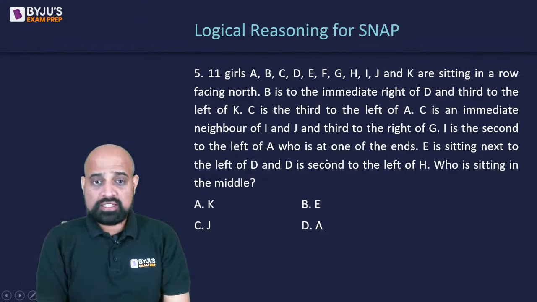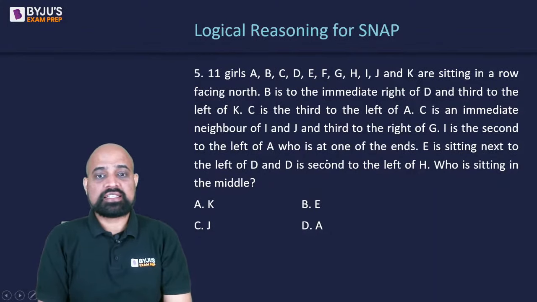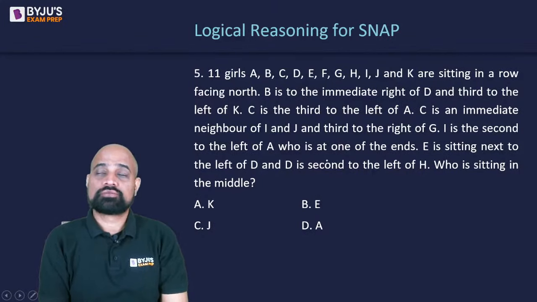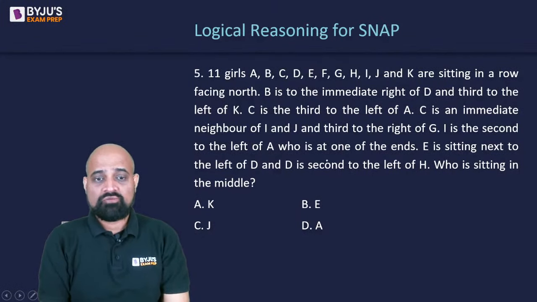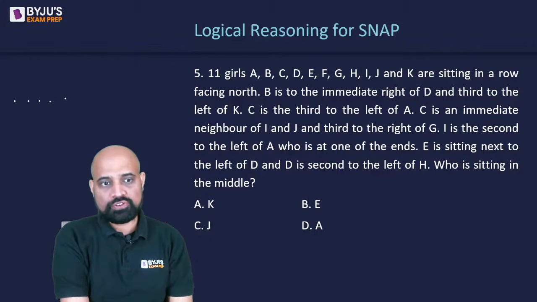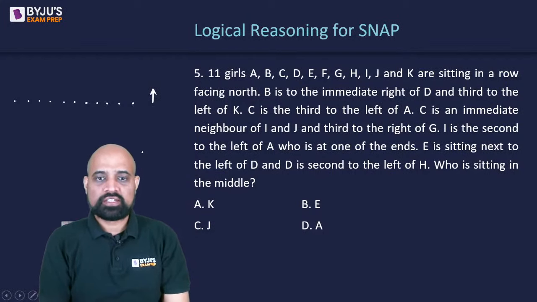Believe this is linear arrangement, right? So 11 girls A, B, C, D, E, F, G, H, I, J, and K are sitting in a row facing north. Okay. So we have 11 people. 1, 2, 3, 4, 5, 6, 7, 8, 9, 10, 11. And they all are facing north, right?